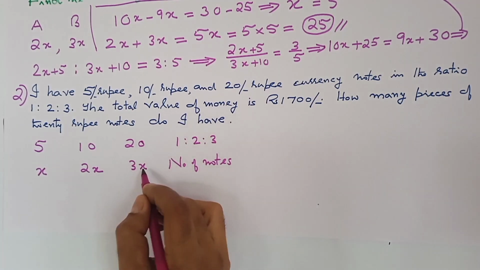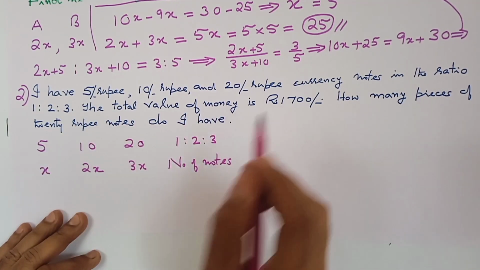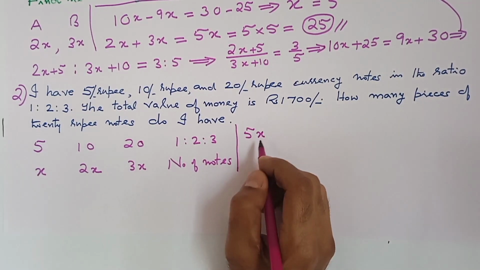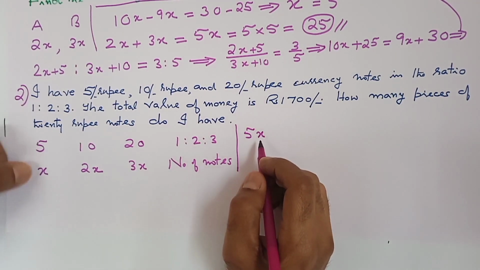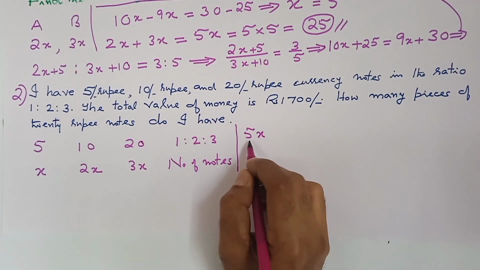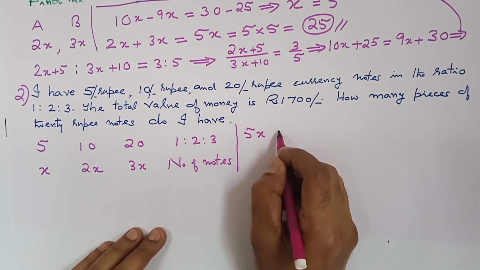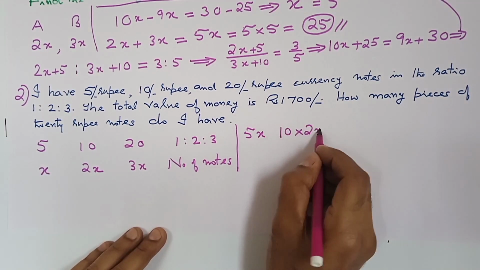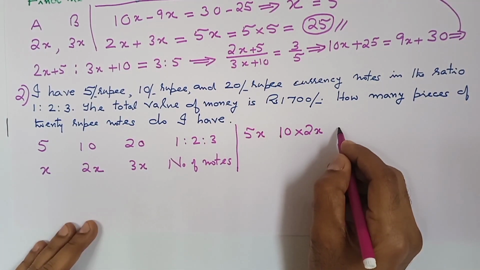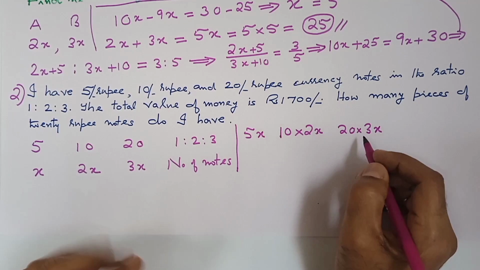To fix the value of x, there is another information given in the problem. This will be helpful. The total value of money is 1700. Now, what will be this? 5x. 5 is the denomination and x is the number of pieces of 5 rupee notes, so obviously this will be the total value of money generated by this denomination. Similarly, 10 into 2x will be the value of money generated by denomination 10, and similarly 20 into 3x the value of money from the other denomination.